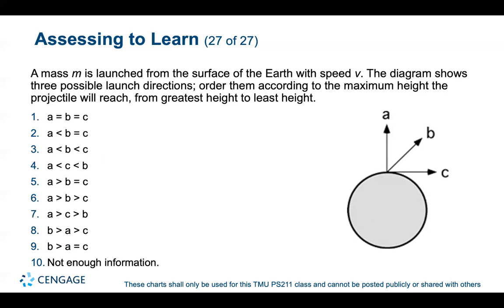Mass M is launched from the surface of the Earth with speed V. The diagram shows 3 possible launch directions. Order them according to the maximum height the projectile will reach, from greatest height to the least. And the answer is A is greater than B is greater than C. So this would be what we have in item number 6.